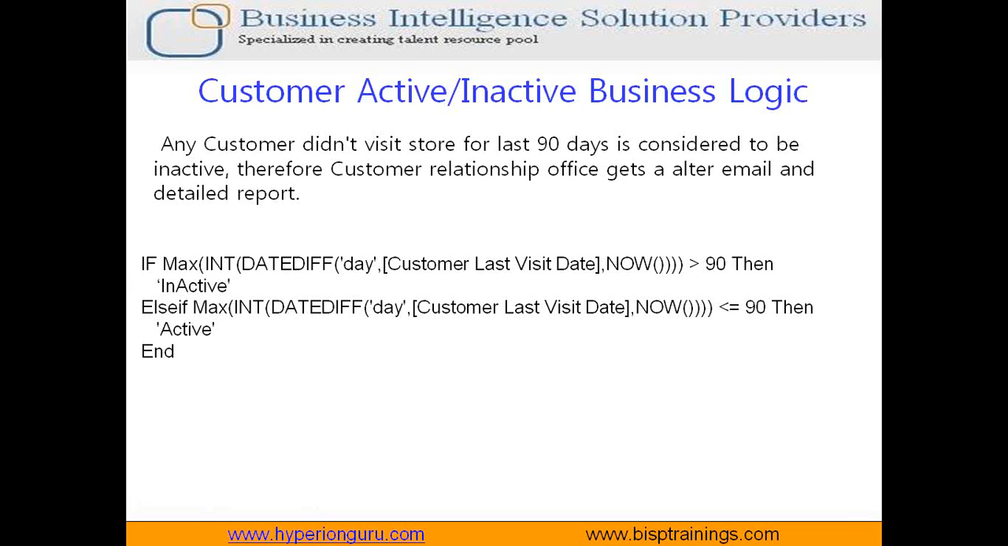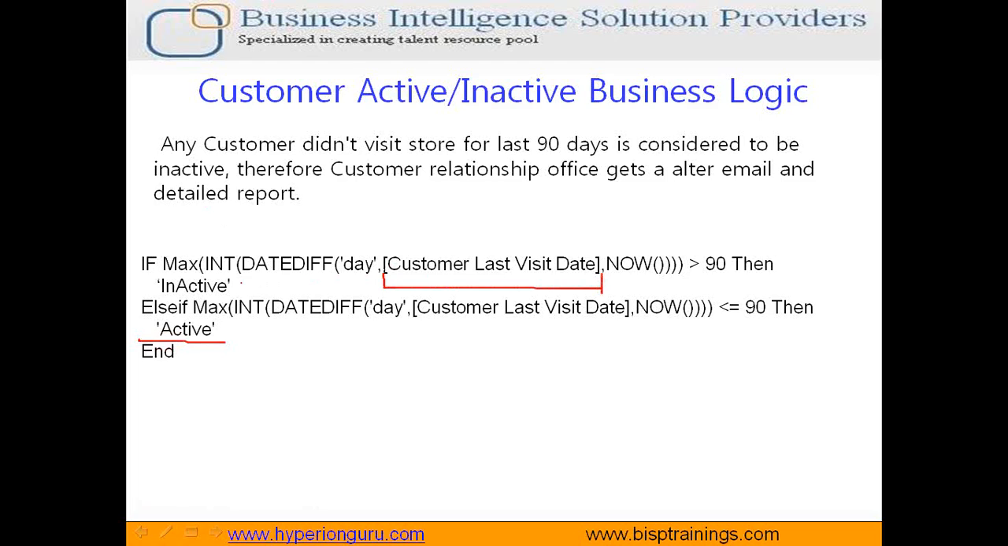The business logic behind this: there's a column called customer last visit date. If the difference between the customer last visit date and the current date is more than 90 days, the customer is considered inactive, else the customer is considered active. In simple words, we would like to filter out the customers who have not visited our store for the last 90 days. We will tag them as inactive, and my promotional team starts following up with those customers with different discounting policies. So we are going to find out active and inactive customers based on customer last visit date.